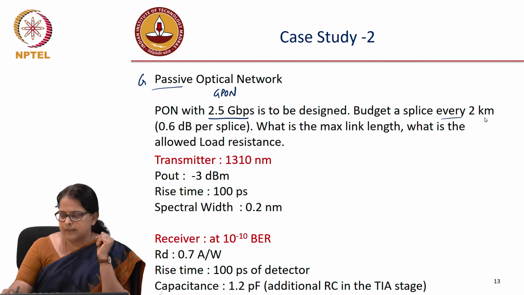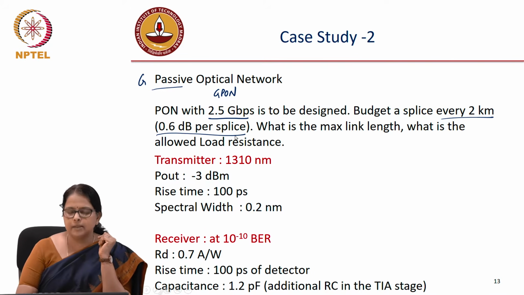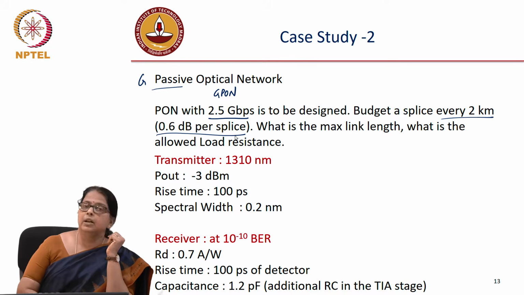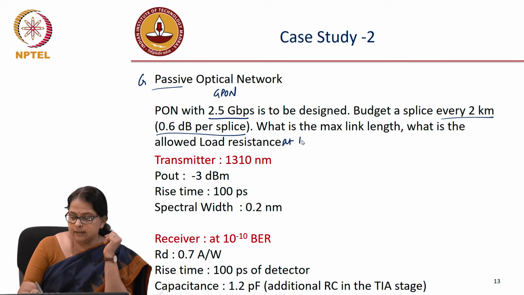You can budget a splice every 2 km. The splice loss is slightly different in this case, 0.6 dB per splice. What is the maximum link length and what is the allowed load resistance? Which means that we are getting slightly into finer details of load resistance at the receiver.